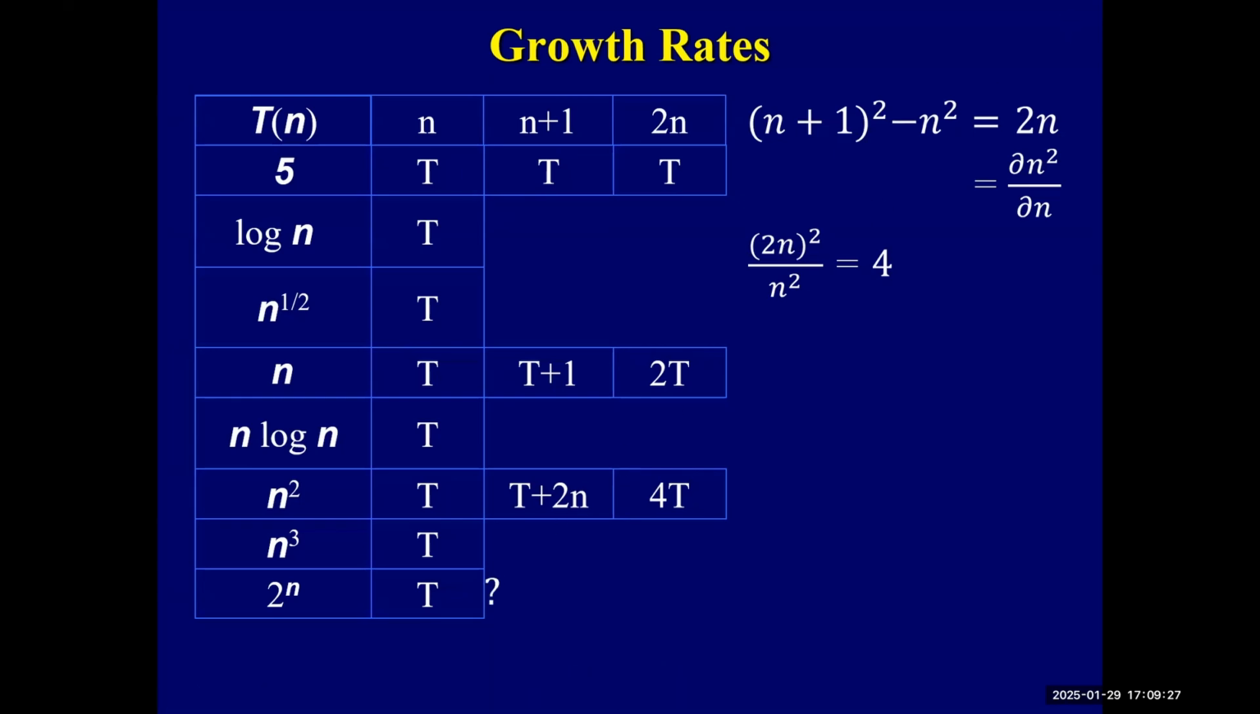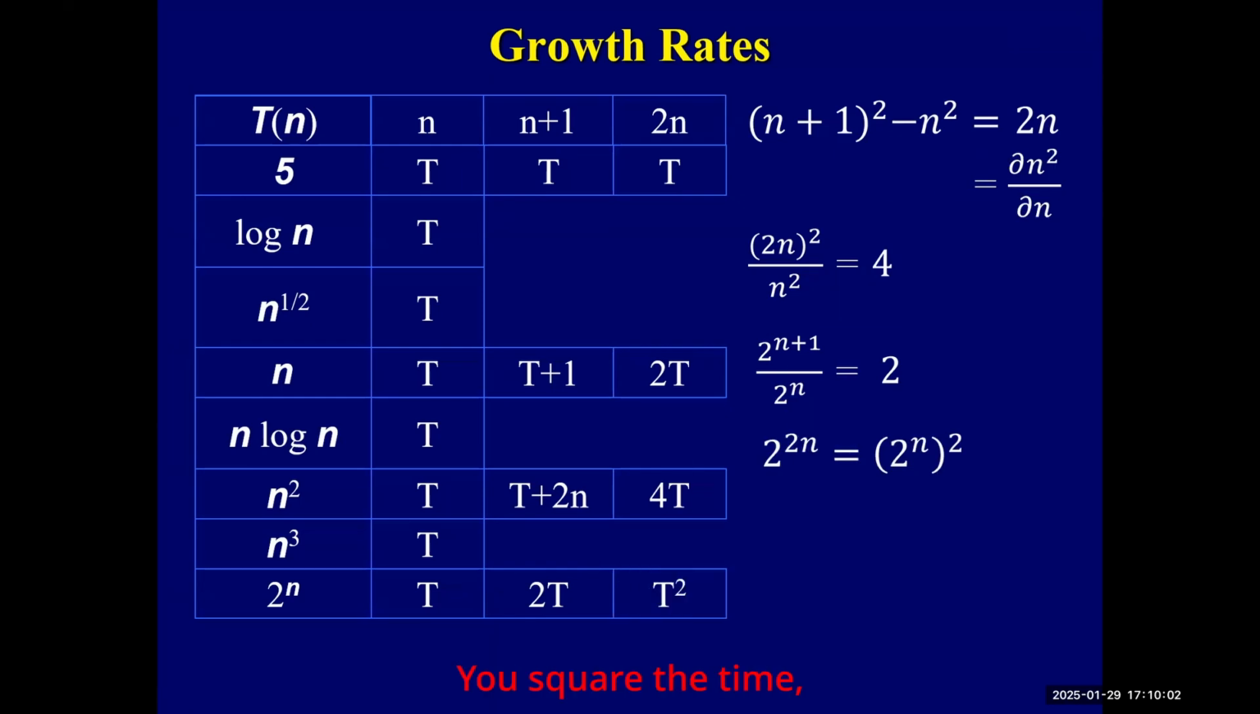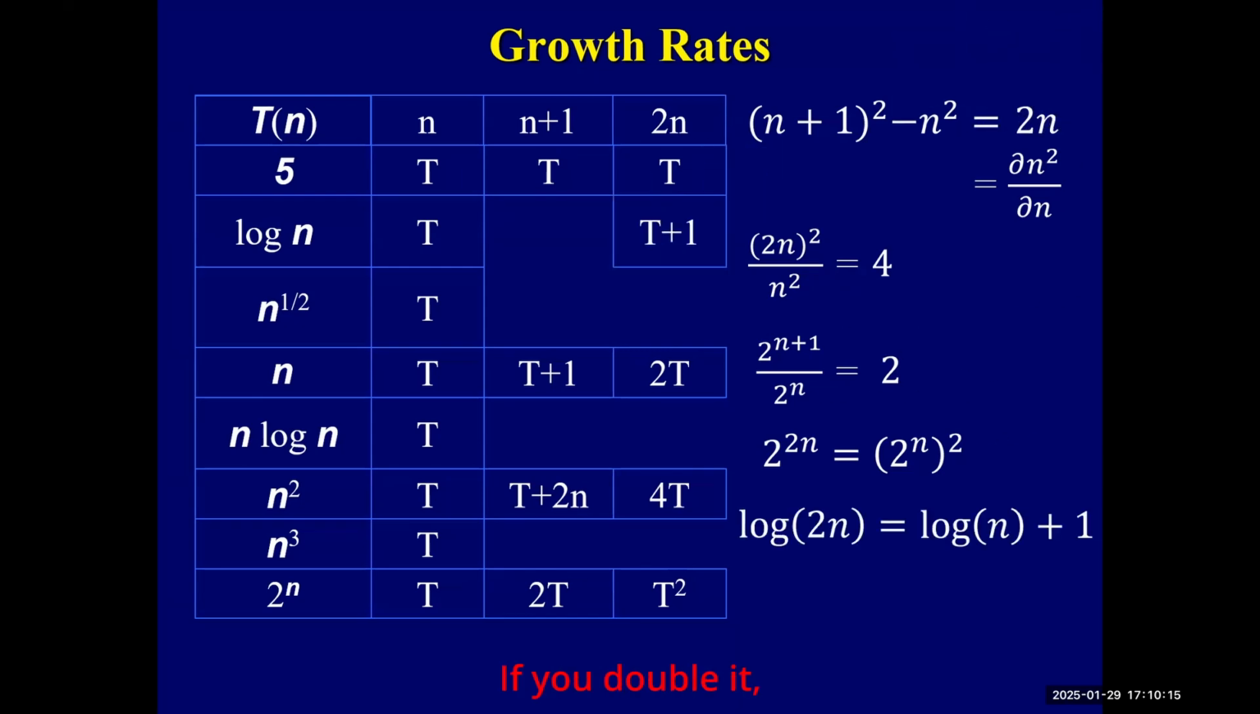All right. What about exponential? If you make it 1 bigger, you're going from 2 to the n to 2 to the n plus 1. It doubles. Every time you make your input 1 bigger, your time doubles. What about this one? It's a little harder. If you double the size of your input, you square the time. You do damage. It takes a lot longer. Log n, if you double the input, it goes up by 1.